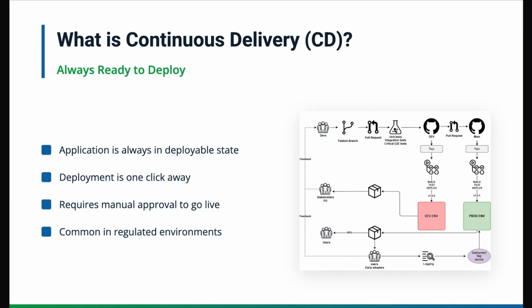Next comes continuous delivery. Continuous delivery means your application is always ready to be deployed. After CI completes successfully, the code is packaged and prepared for production. But deployment does not happen automatically. Human approval is required to release it. This is common in banking, healthcare, and regulated environments. So continuous delivery gives control while still keeping automation.